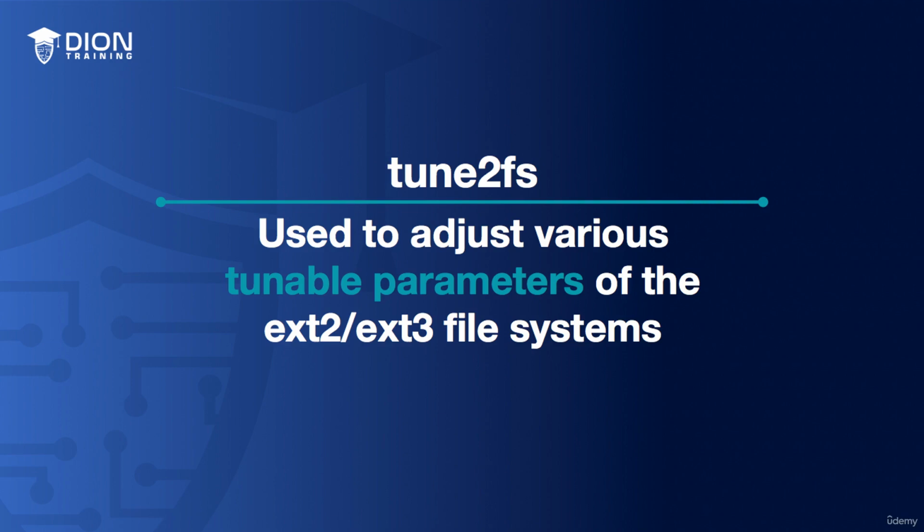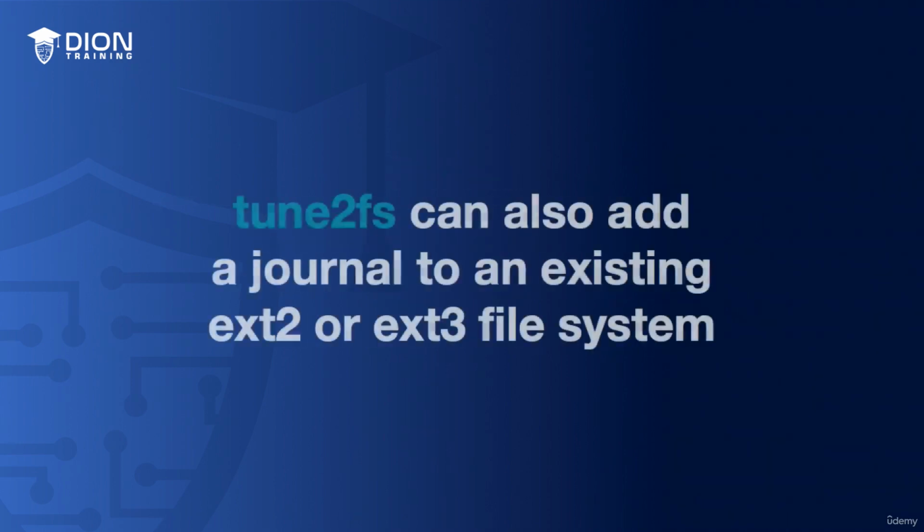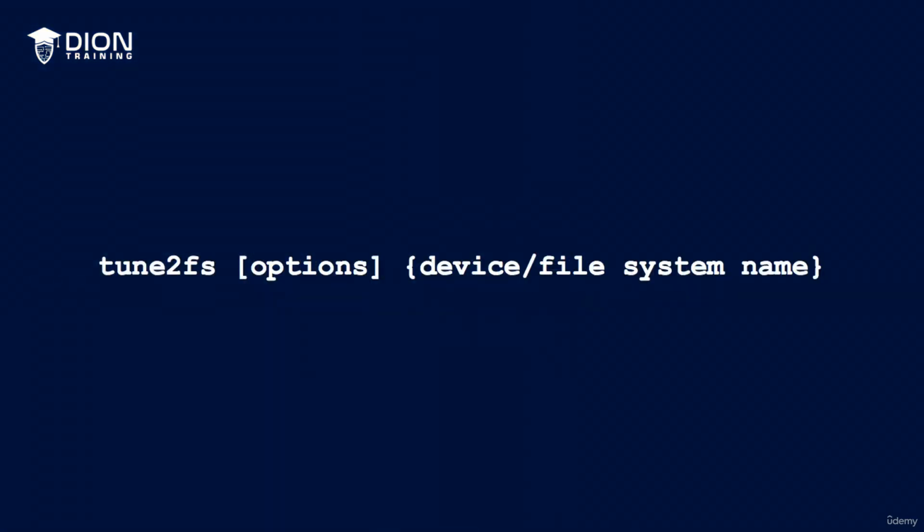Naturally, it also helps you confirm the existing parameters configured for your file systems. You can also use tune2fs to add a journal to an existing ext2 or ext3 file system. If the file system is already mounted, the journal will be visible in the root directory of that file system. If the file system is not mounted, the journal will be hidden. To run the tune2fs command, you need to enter tune2fs, the options, and the device or file system name.